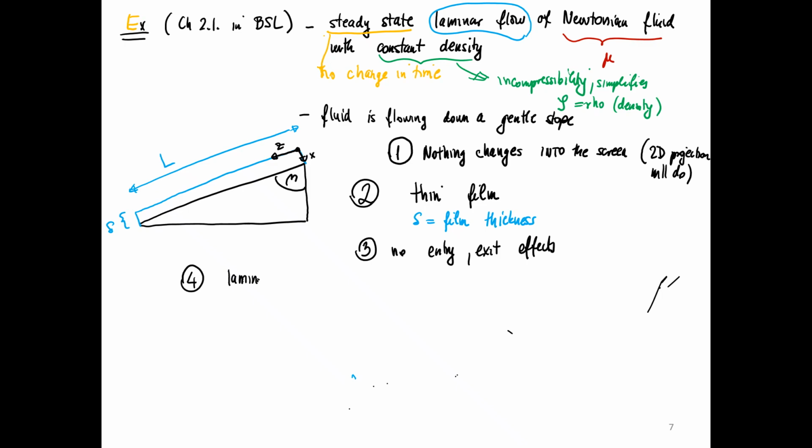laminar, orderly flow with velocities parallel to the slope. With velocities parallel to the slope. I have pretty big fingers, so I keep pressing this little button that then extends the line.